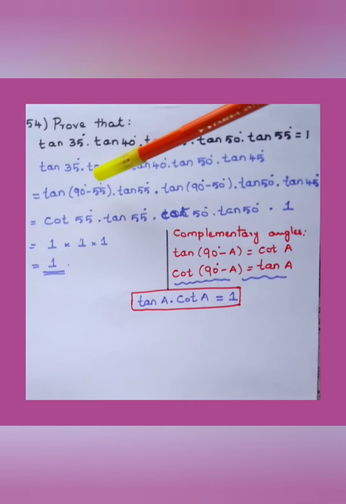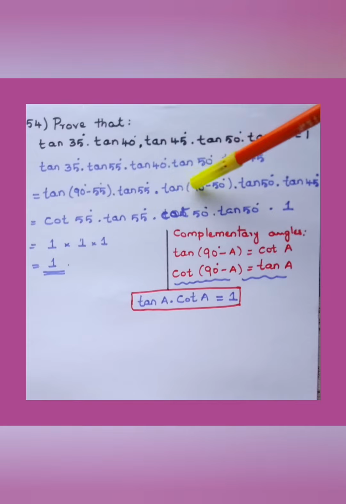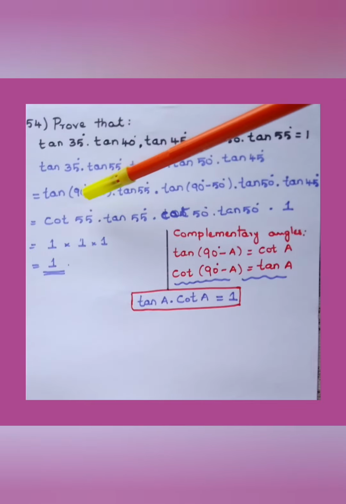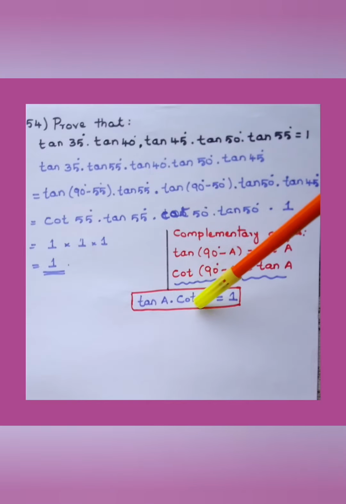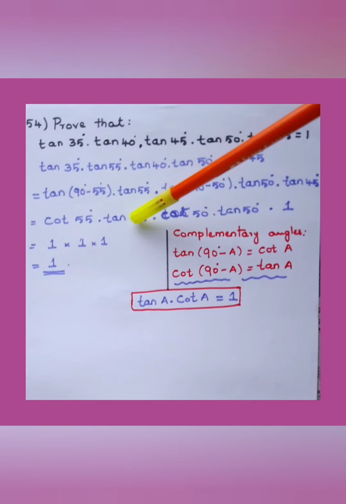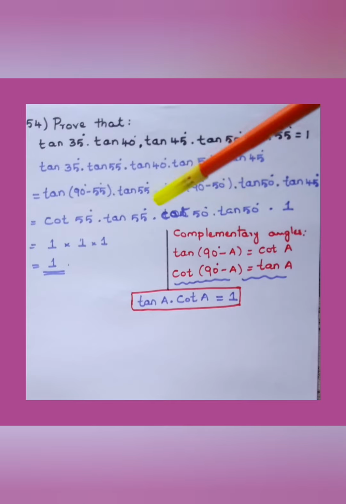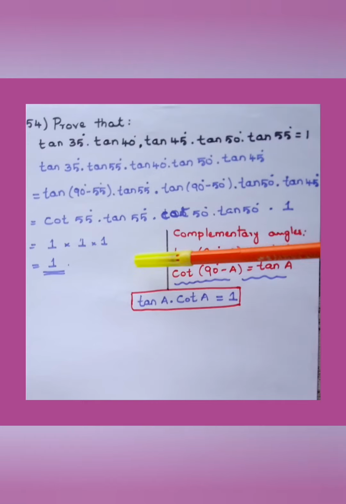Now tan 90 minus 55 is nothing but cot theta, that is cot 55. Then this will be carried. Tan 90 minus 50 gives us cot 50. Then tan 50 as it is. Tan 45 value is 1, we know. And what is the value of cot 55 into tan 55? We know tan theta into cot theta is equal to 1. The theta values are same. So cot 55 into tan 55 is 1. Cot 50 into tan 50 is 1 into 1. So 1 into 1 into 1 is equal to 1 only. So this is the answer.